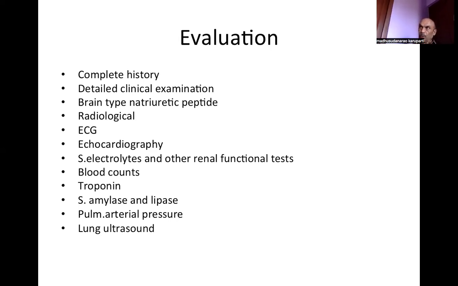Do the echocardiography to understand the ventricular dysfunction or structural anomalies in the form of valvular diseases or presence of cardiomyopathy, etc. Go for the serum electrolytes and other renal function tests, blood counts to exclude infective etiology in the form of pneumonia, and troponin to understand the presence of myocardial injury. Serum amylase and lipase will help you to understand the presence of pancreatitis.